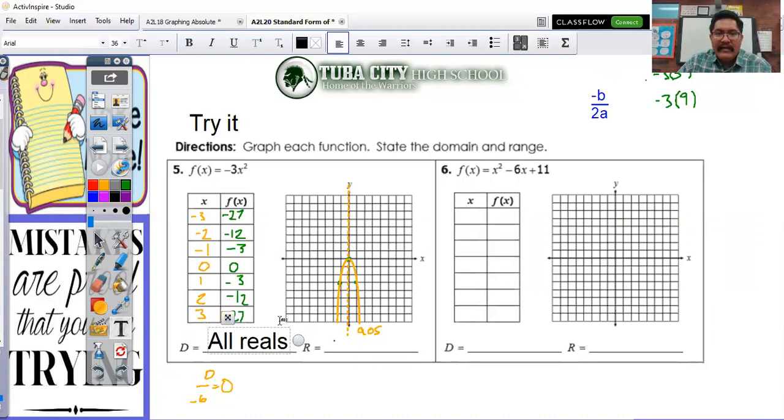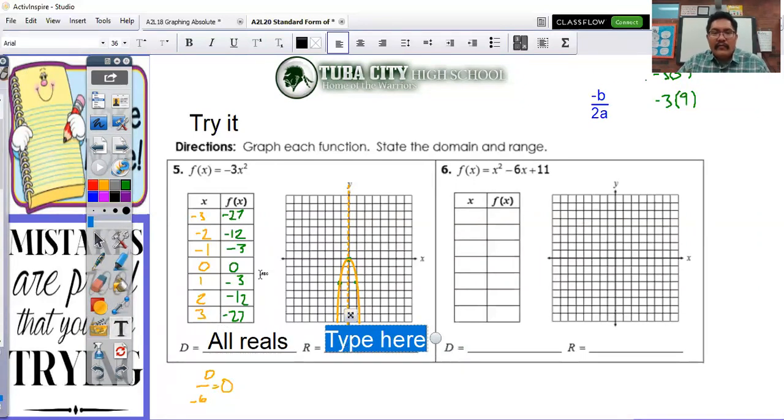Even if I pick a value of x being 10,000, I would still square 10,000 and then times it by -3, and I would still get a number out of my function that I could pick anything and put in there.